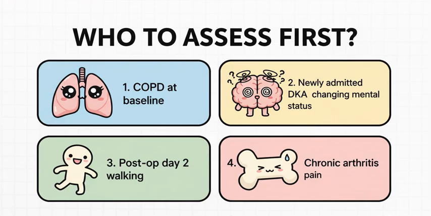Question 1. You get report on 4 clients. Who do you see first? Number 1, a client with COPD and a baseline SpO2 of 92%. 2, a newly admitted client with DKA who has a changing mental status. 3, a client with chronic arthritis asking for their PRN pain medication. And 4, a client who is post-op day 2 and is up ambulating in the hall.